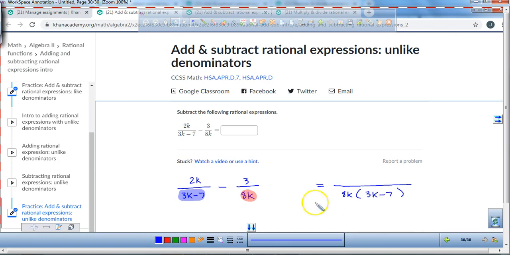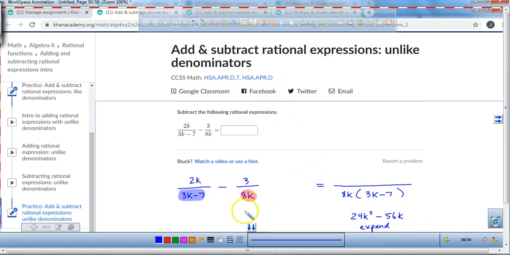You'll notice this time I just decided to put this one over. It doesn't really matter. The product's going to be the same no matter what. And you don't have to distribute it. You can just leave it in factored form for these, unless it says expanded. If it says you need to expand it, then you got to do the distributive property and expand it. And then you would get 24k squared minus 56k. This is called expanded form. But you don't have to expand it to type it in.